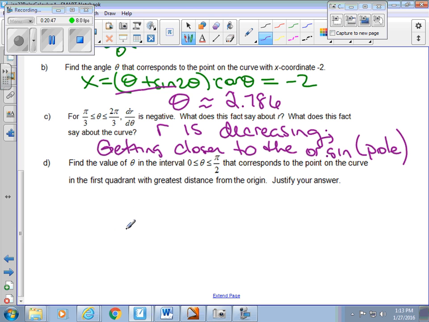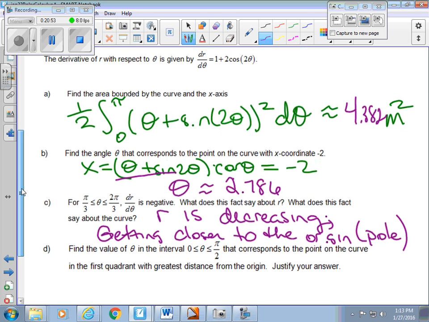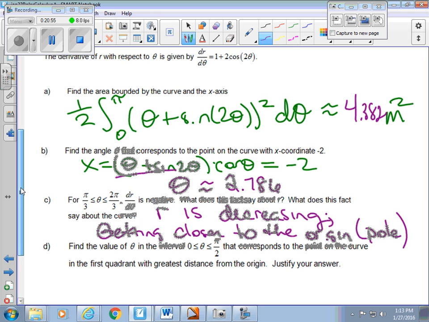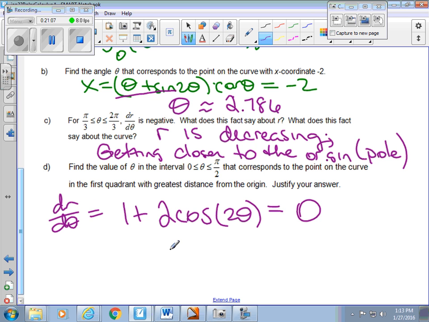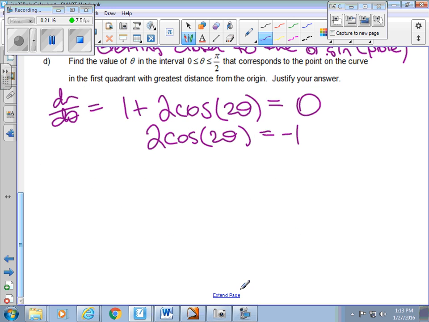critical points, right? And so the derivative, which you don't even have to find because they were so kind and gave it to you, is 1 plus 2 cosine of 2 theta. Because this is a calculator question, you can just type this in the calculator. However, it does turn out you could solve it by hand. Doesn't matter. You have options.